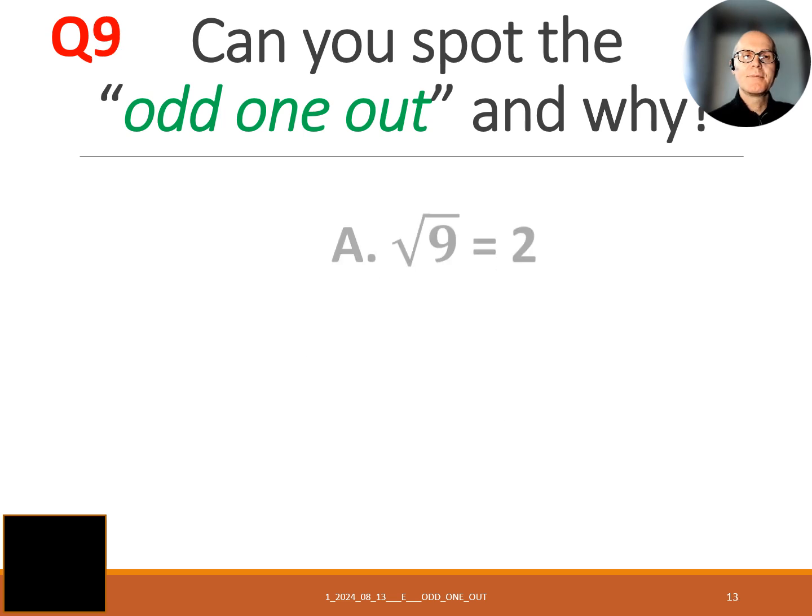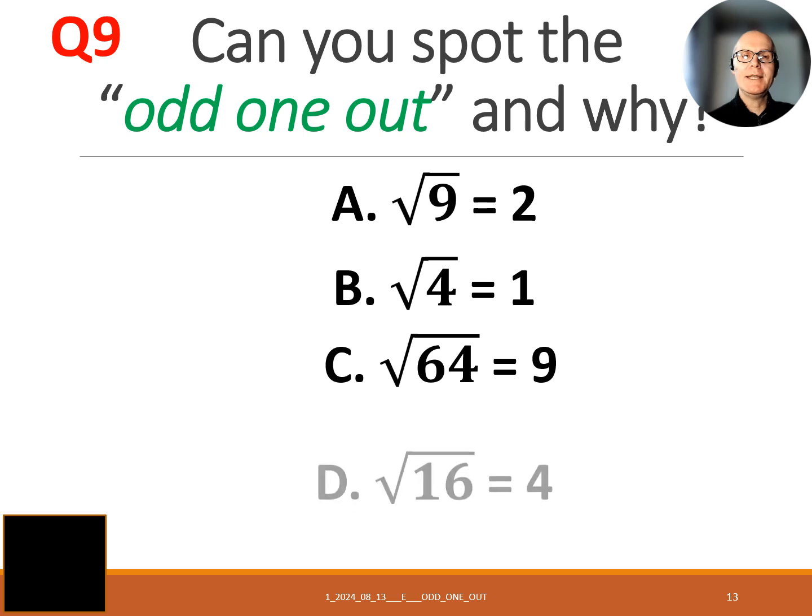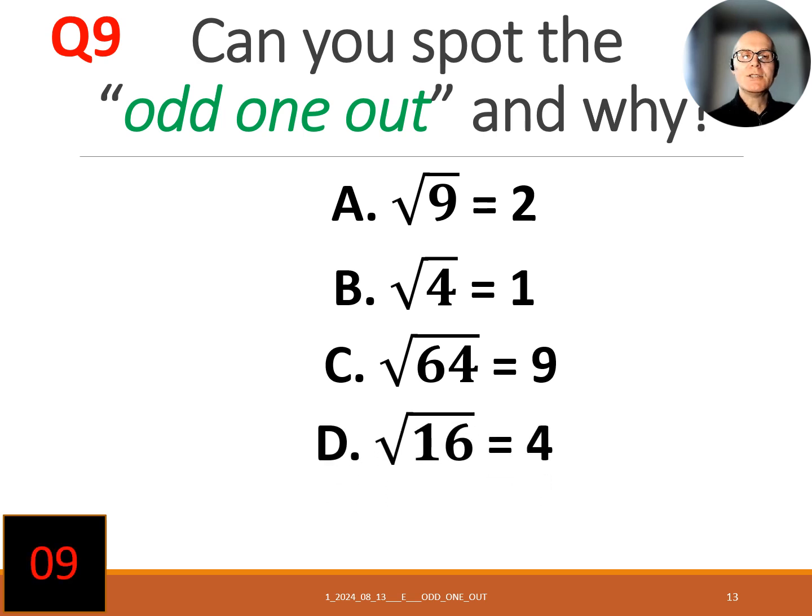Question 9. A, square root of 9 equals 2. B, square root of 4 equals 1. C, square root of 64 equals 9. And D, square root of 16 equals 4. Third one out here is the correct answer. All the other three are incorrect.